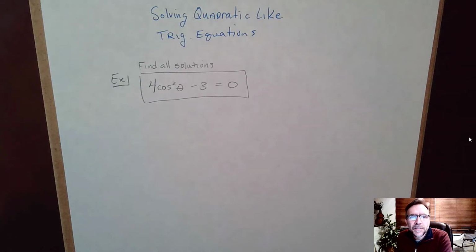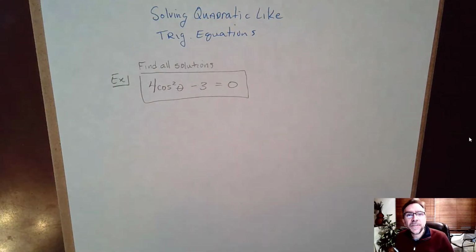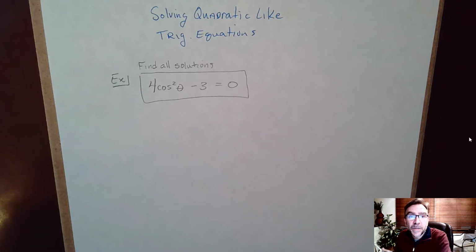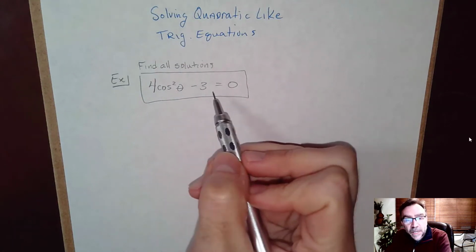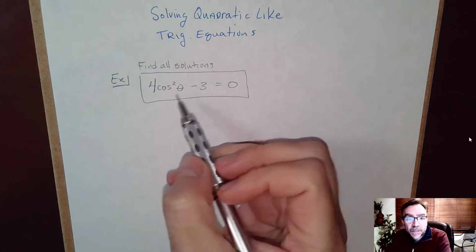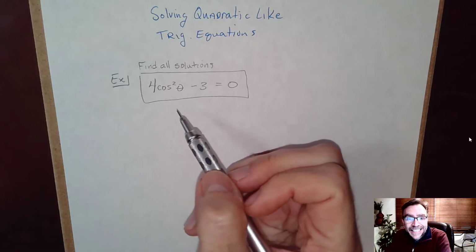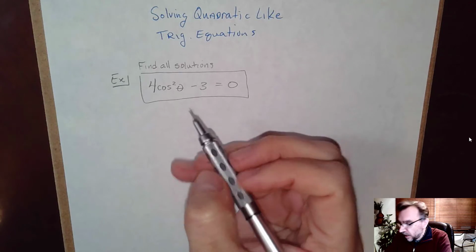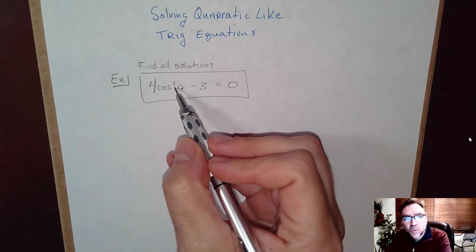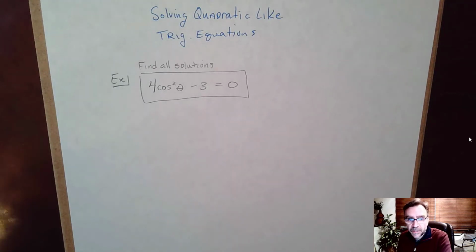Okay, so we're still solving quadratic-like equations, but in this video we're going to talk about equations that don't factor. All right, and so we have an example here, 4 cosine squared theta minus 3 equals 0, and that doesn't factor. So one technique when you have something like this is to extract the square roots. Okay, and that just means to isolate the square and then take the square root. All right, so let's do that using algebra.